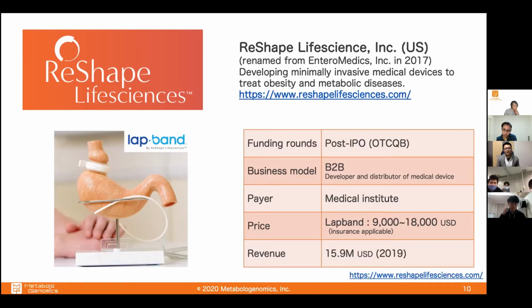So what they are providing is a medical device called the lap band, an adjustable gastric band, which is placed around the upper part of the stomach, as shown in the figure on the bottom left. So the stomach will be shrunk to a smaller pouch, making people eat smaller portions of food. And the business is based on the B2B model. Basically, they are providing this medical device to medical institutes.